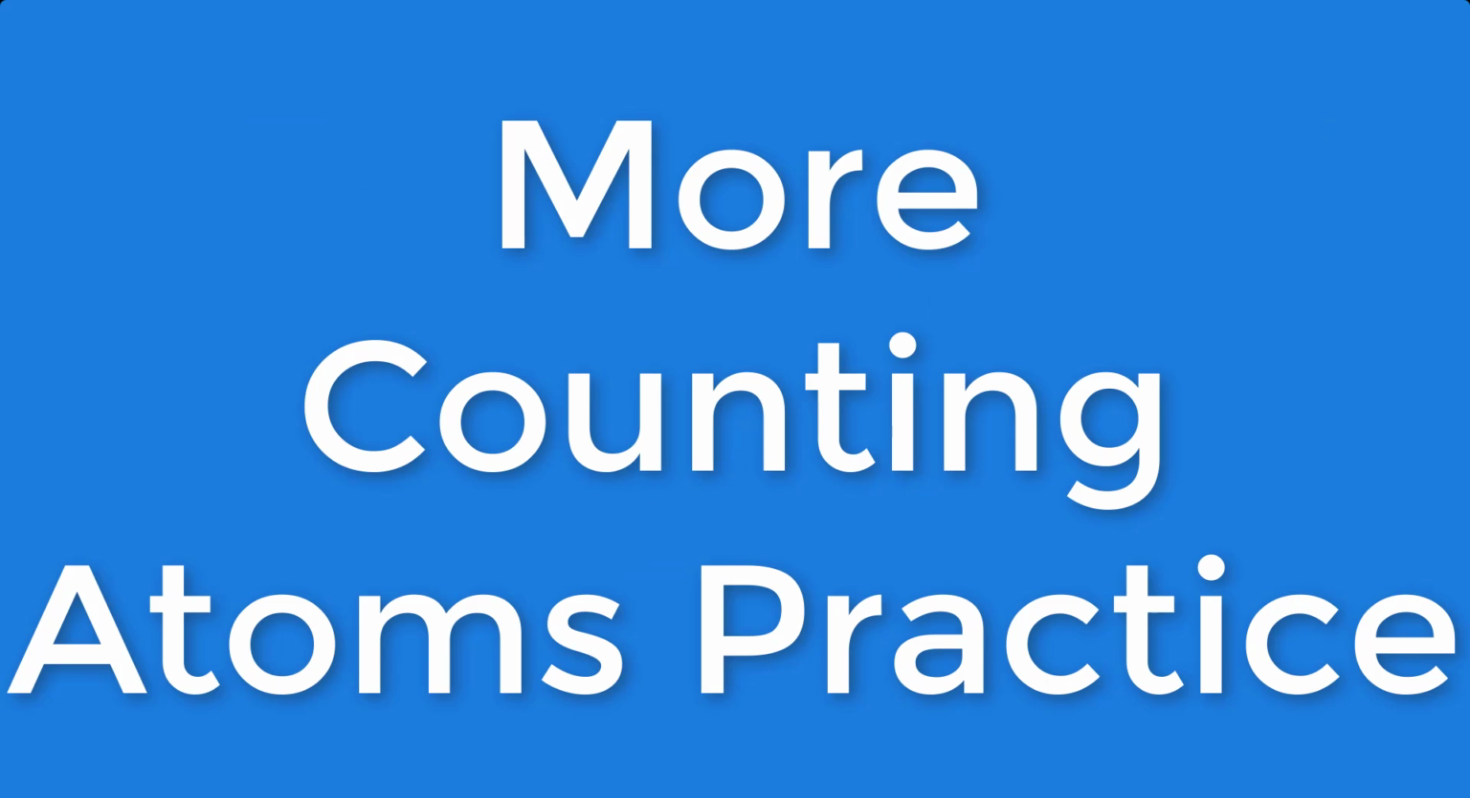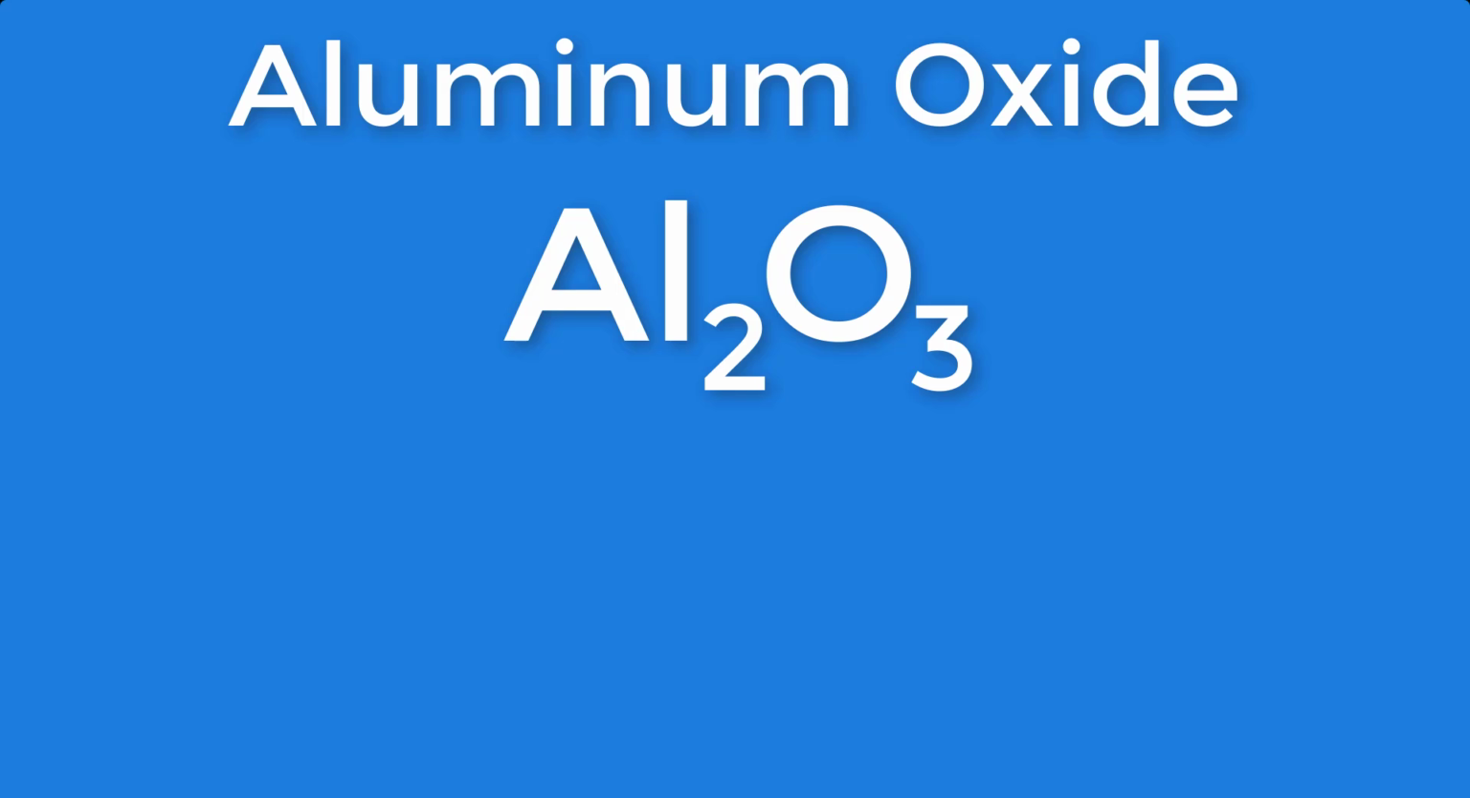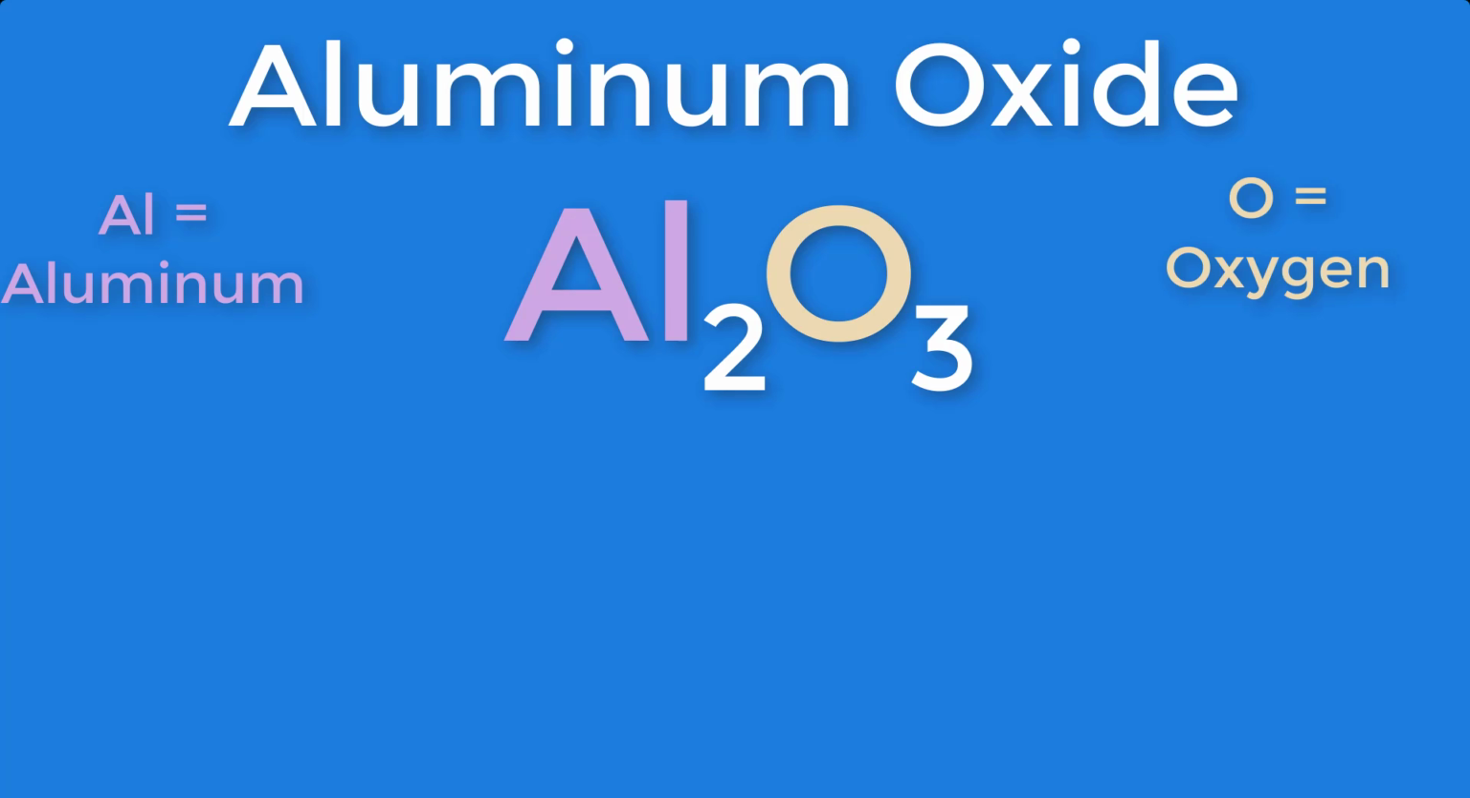Okay, let's try to count a few more atoms in different chemical formulas so you can get the hang of it. How about aluminum oxide, Al2O3? Let's write it out. First things first, let's find our elements. Look for the symbols that match the symbols from the periodic table. I have an Al, which is aluminum, and an O, which is oxygen. Now I look for the subscripts.